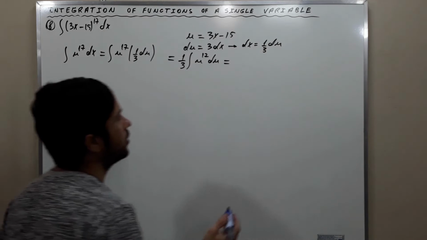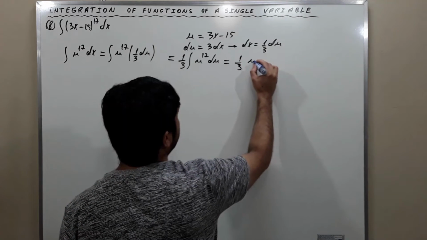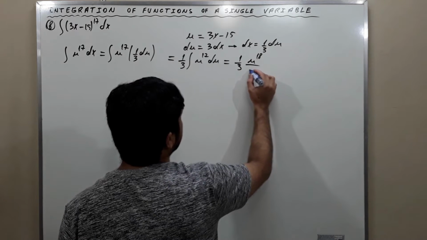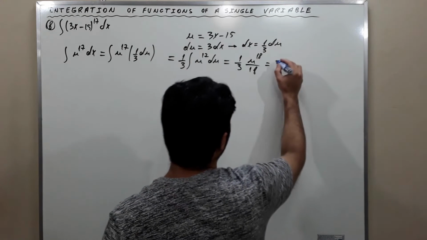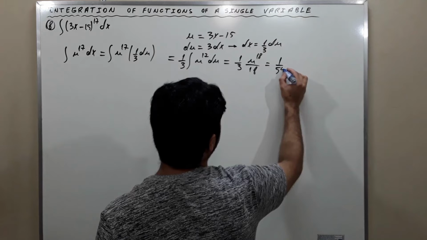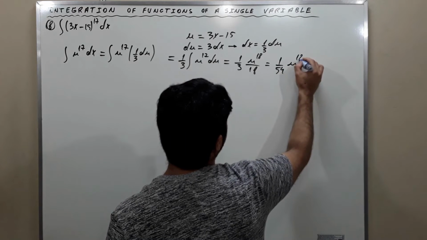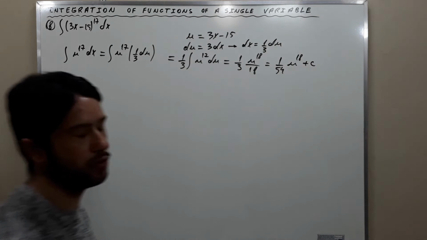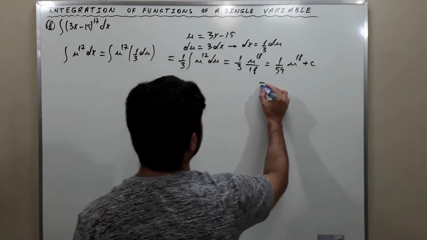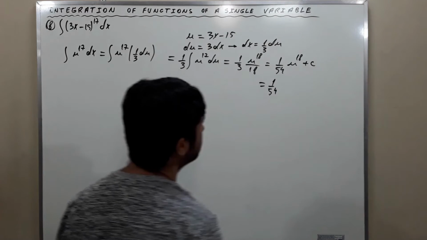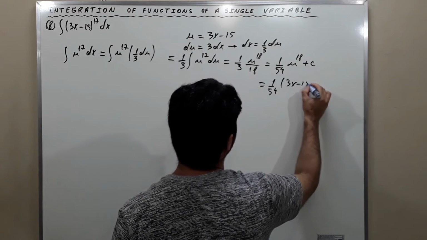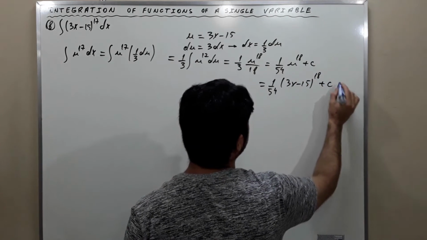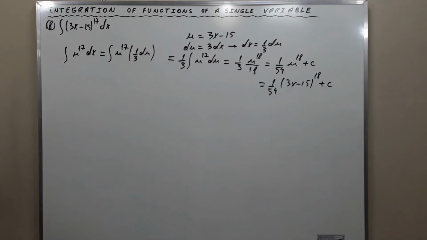We add 1 here, it becomes 18. It is a third of u raised to the 18th divided by 18. And it becomes now 1 over 54 u to the 18th plus c. Substituting back, now we get that it is 1 over 54 times 3x minus 15 raised to the 18th power plus c. And this is the result of exercise 8.